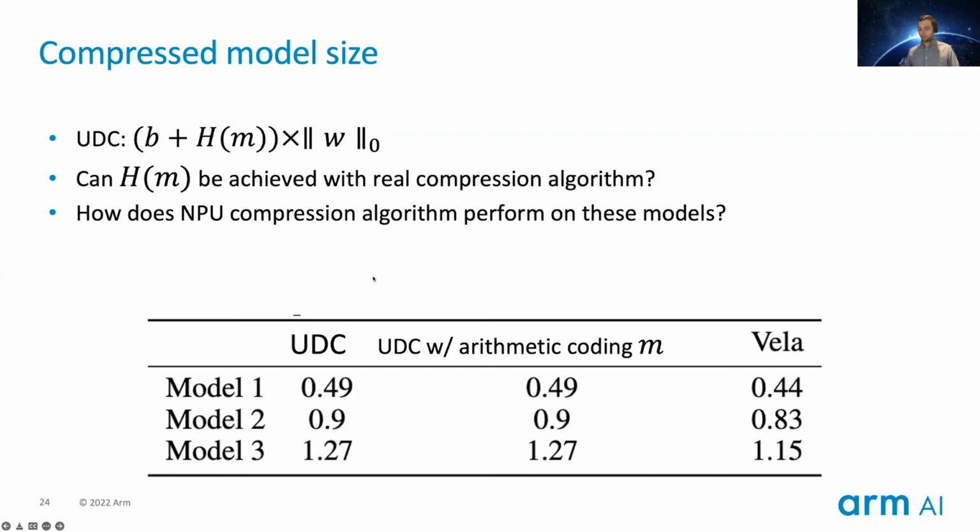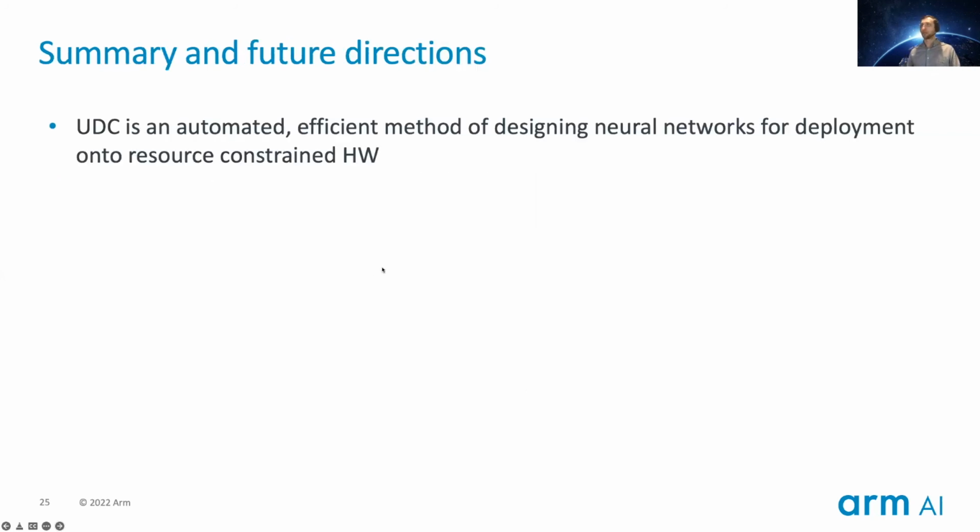Okay, so that brings me to the conclusion. So UDC is an automated, efficient method of designing neural networks for deployment onto resource-constrained hardware. And just some possible future directions that we're considering.